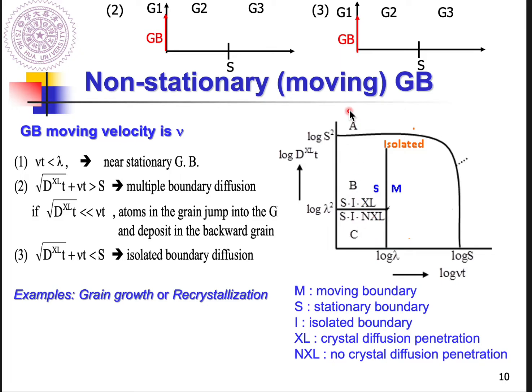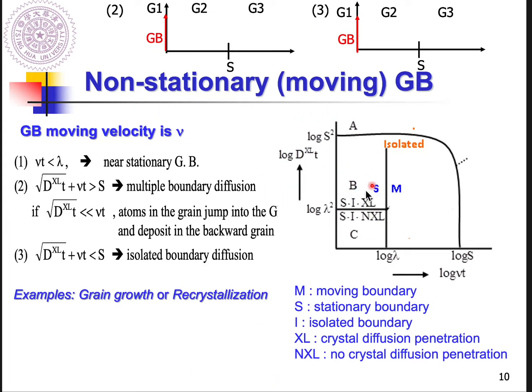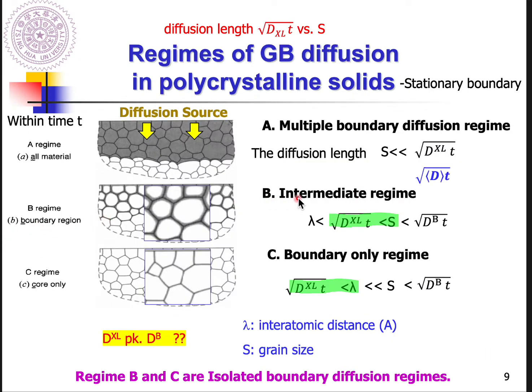If the diffusion distance is much larger than s, then it belongs to multiple boundary regions, diffused through the whole material, right? And if the diffusion length, square root of Dt, is smaller than s but larger than lambda, then it belongs to B, the boundary region or intermediate region. That means the diffusing atoms diffuse inside the grain, but the distance is still smaller than s.